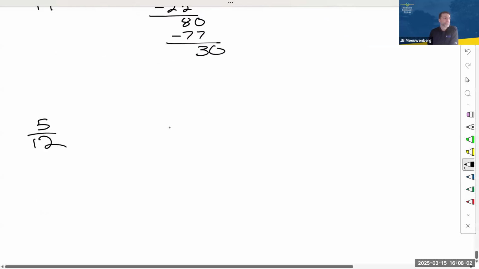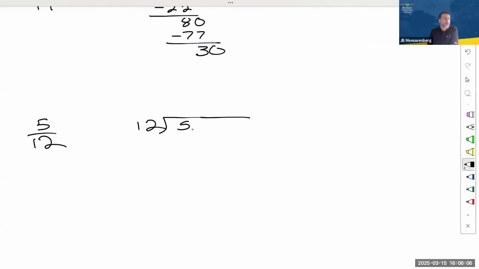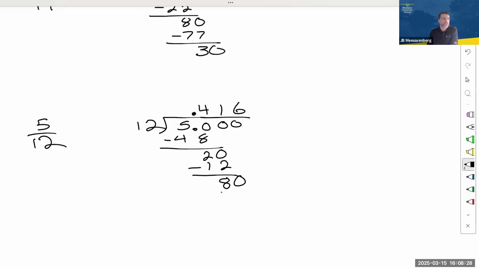5/12ths is a little bit different. 5 divided by 12. I'll write it as 5.0. 4 times 12 is 48. Subtract to get 2. Add another 0 and bring it down. 12 goes into 20 once. 1 times 12 is 12. Subtract to get 8. Add another 0 and drop it down. 12 goes into 80 6 times, which is 72.